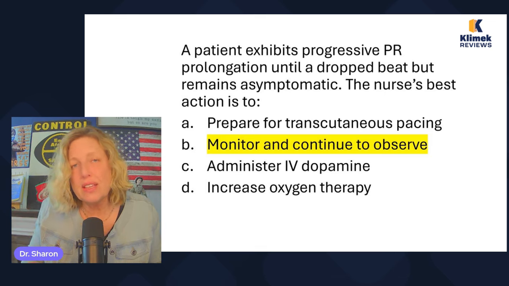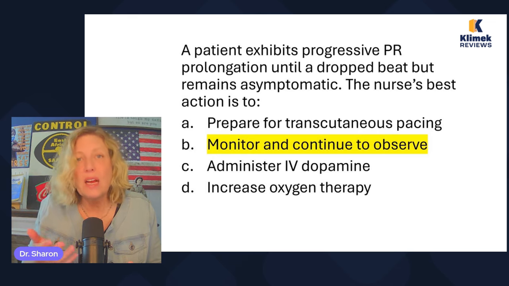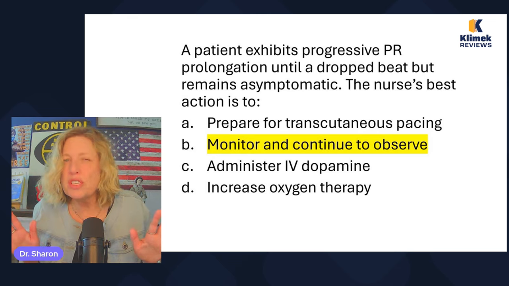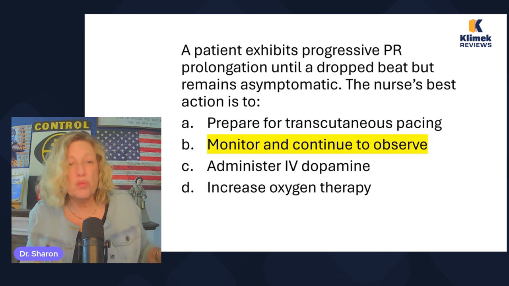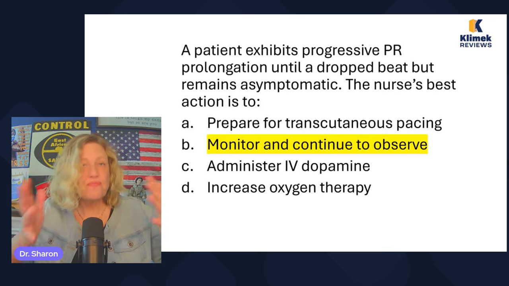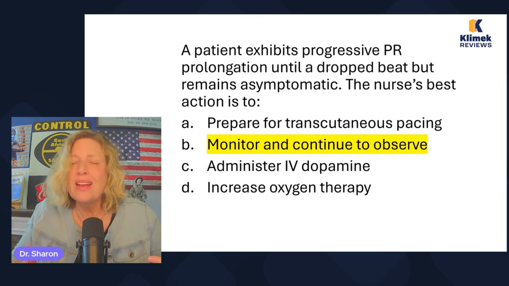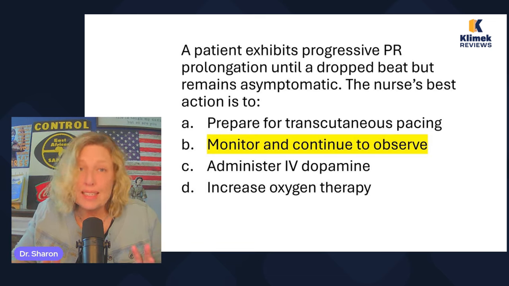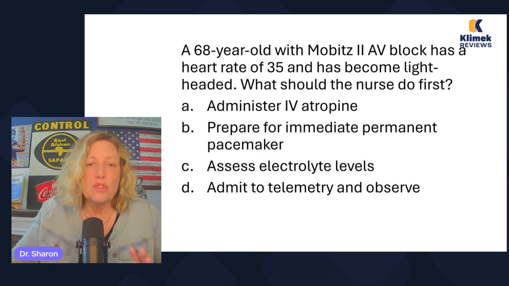Now, if it said call the doctor here, I'd have a really hard time answering this question, because honestly, I probably would know. It wouldn't be an emergency. I'd probably send them a message, something like: hey, just letting you know, they're in a Mobitz 1, they're asymptomatic, I just wanted you to know. Or I'd look to see if the cardiologist wrote a note about it. Like in real life, that's what I would do. But on a test, when these are your options, you're going to monitor and continue to observe.